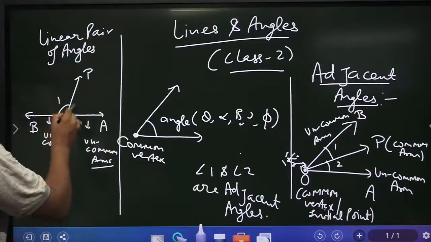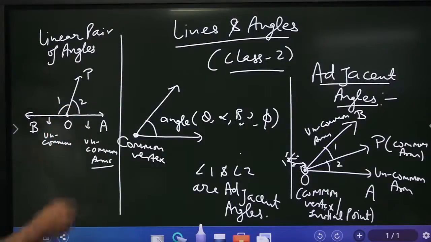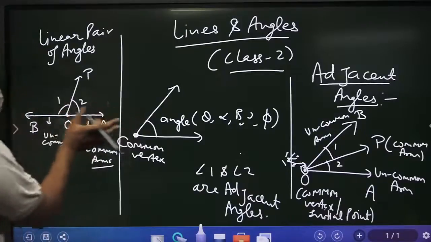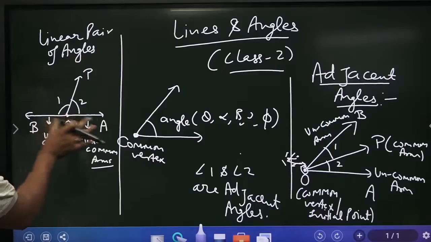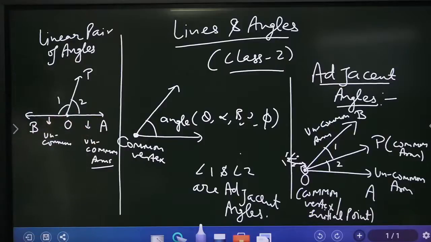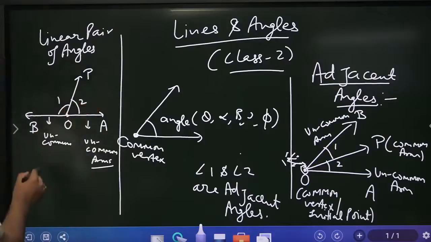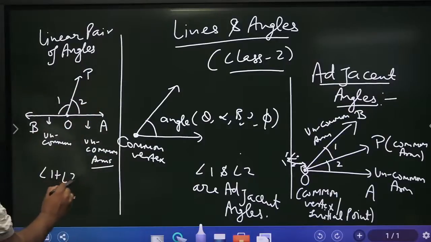Now this will be angle 1 and this will be angle 2. Because these are straight angles, you must have studied about straight angles. In the last lecture, I defined the straight angle. So angle 1 plus angle 2 sum will be 180. Am I clear or not, friends? Angle 1 plus angle 2 sum will be 180.